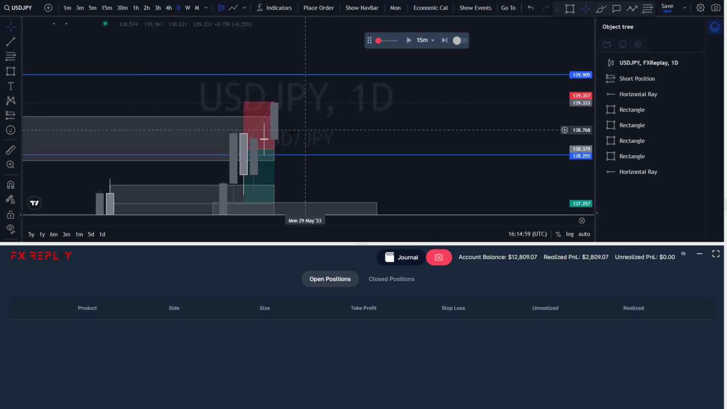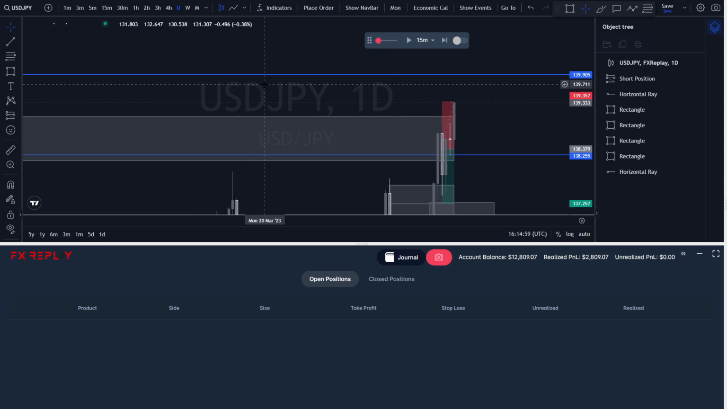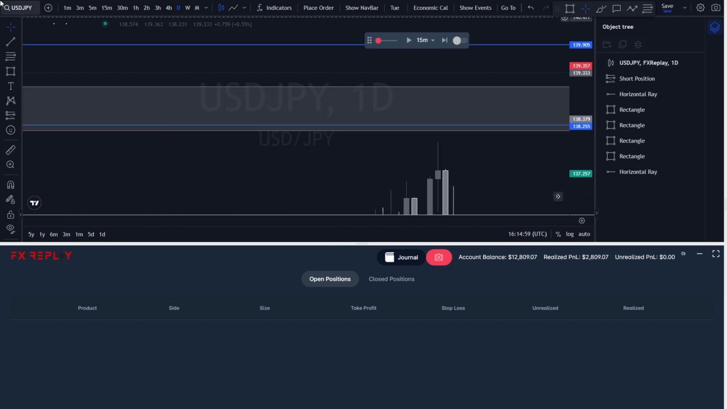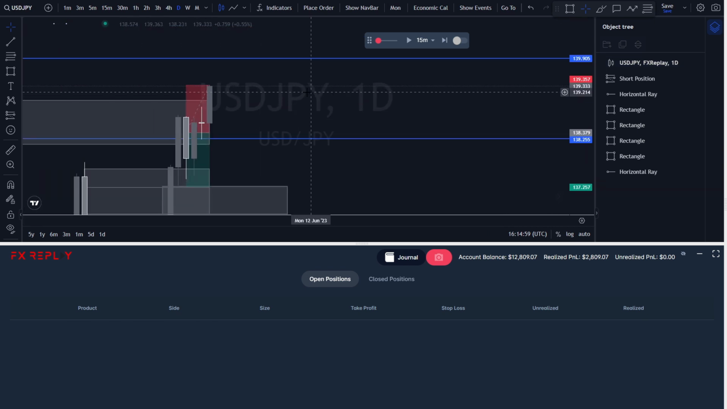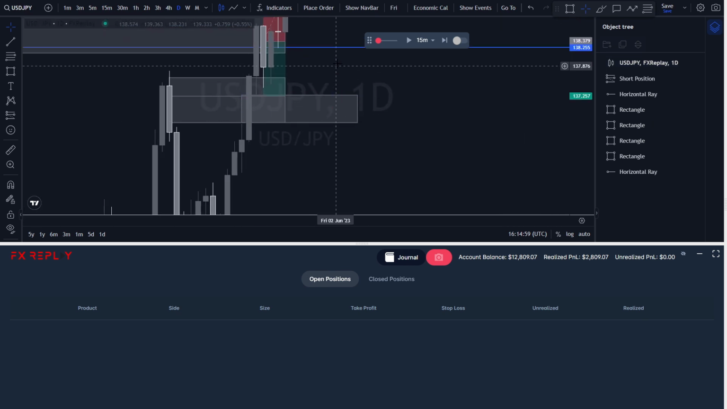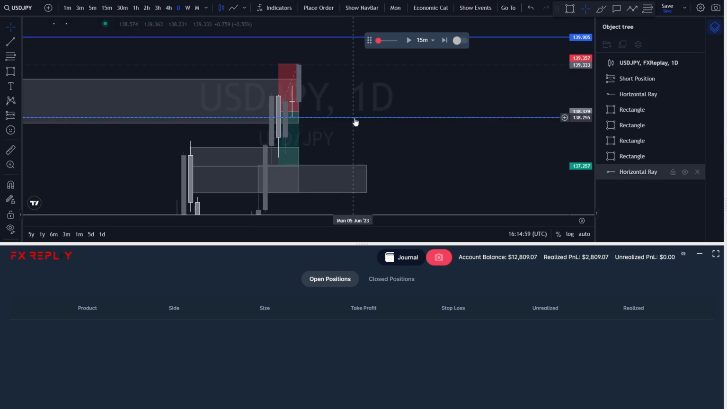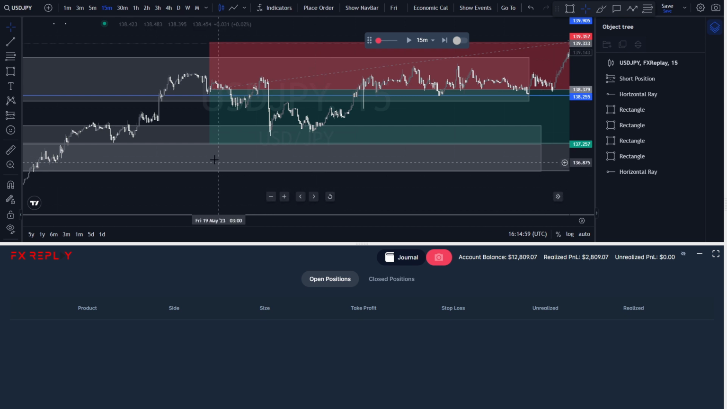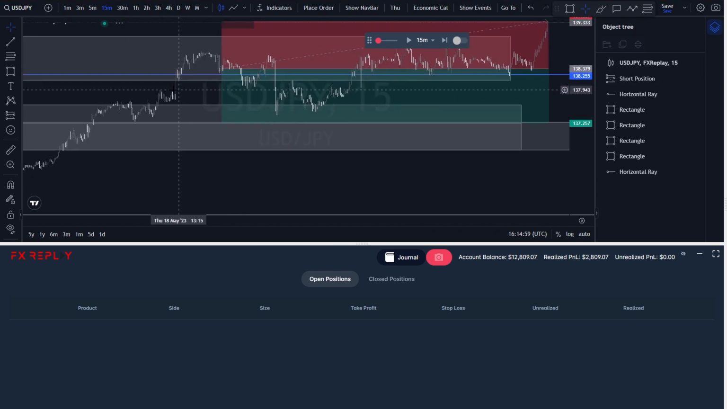Instead, it looks like price is going to go up to take out even this area of liquidity, go into this fair value gap, and then go down into this daily fair value gap again. So I guess I could have been a bit more patient, but this definitely was a break of structure to the downside.